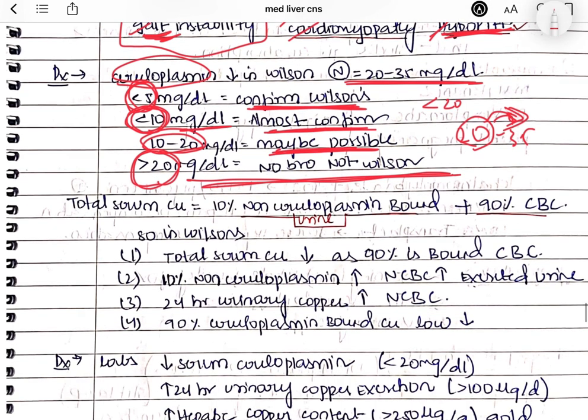Now coming to the total serum copper. So total serum copper is made by 10% non-ceruloplasmin bound copper and 90% ceruloplasmin bound copper, right? So what is happening in case of Wilson's disease? There will be reduction in the ceruloplasmin bound copper. So automatically this non-ceruloplasmin bound copper or the free copper will be increasing and it will be excreted out through the urine, and some of it gets deposited in the liver, kidneys and brains and all, right?